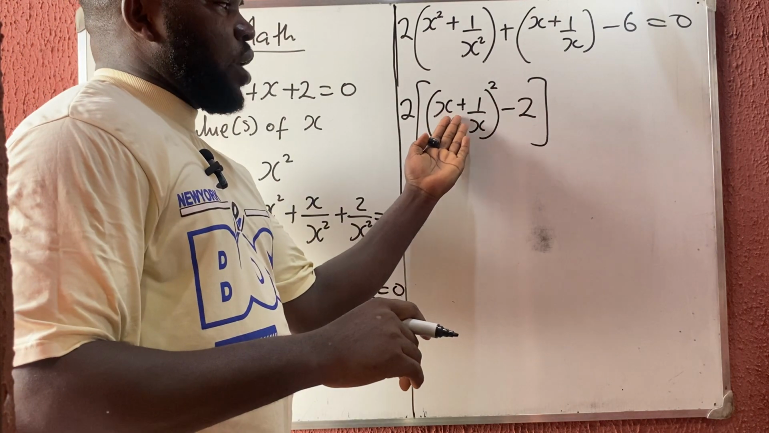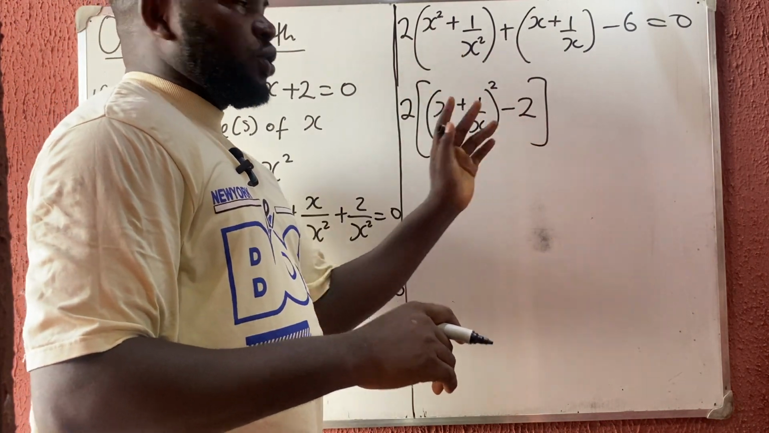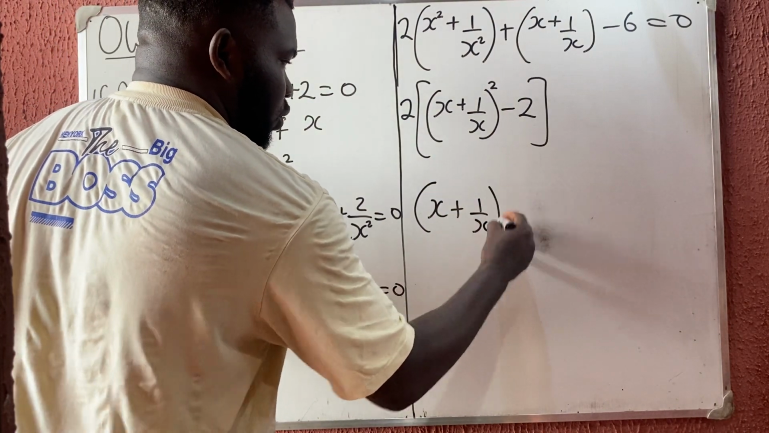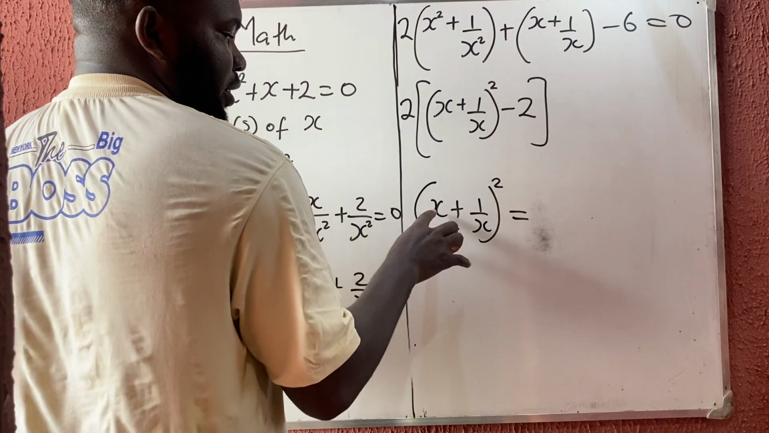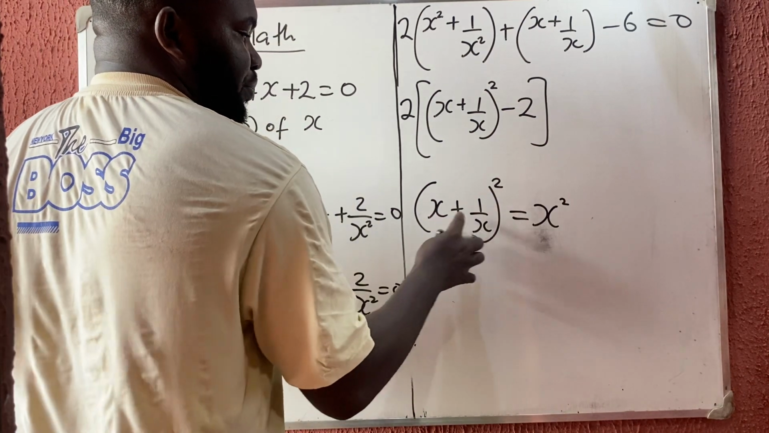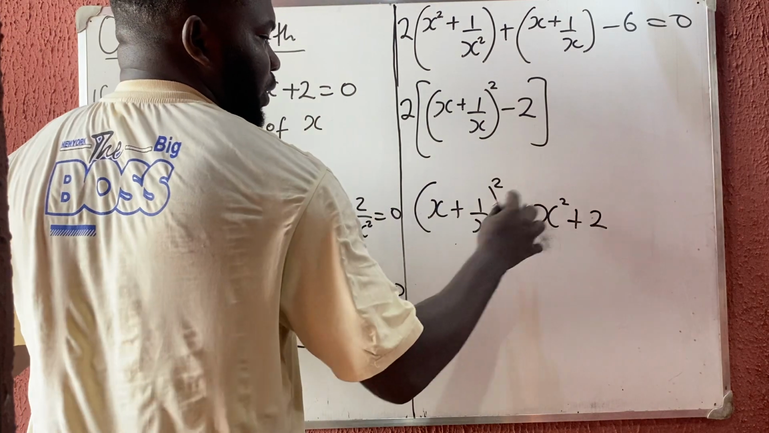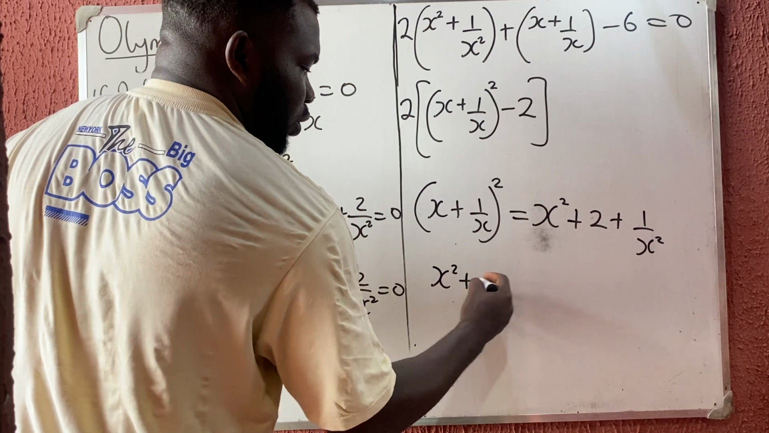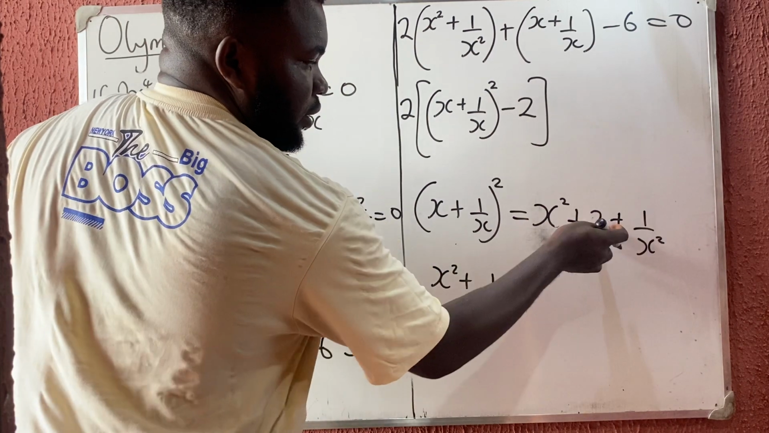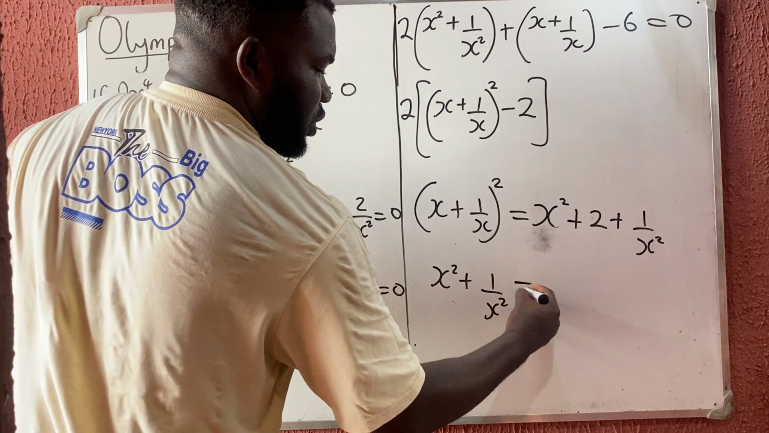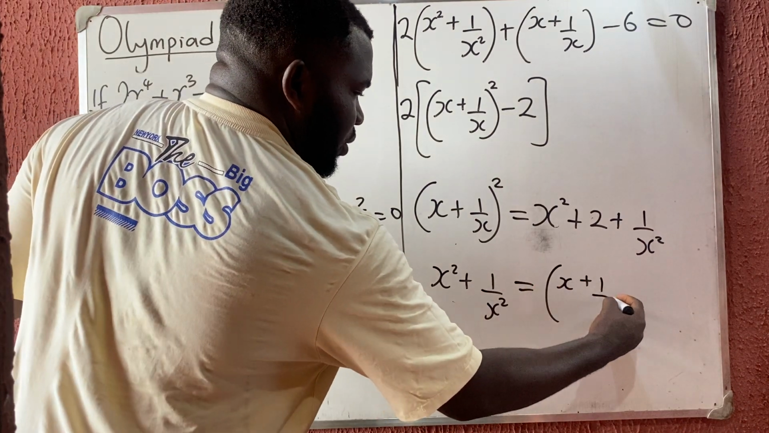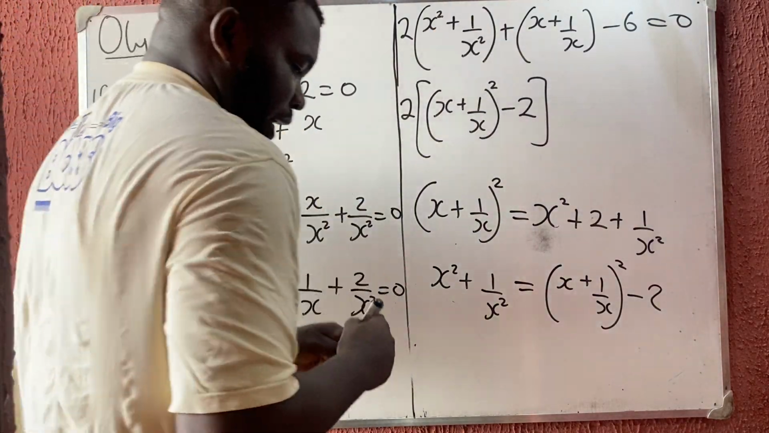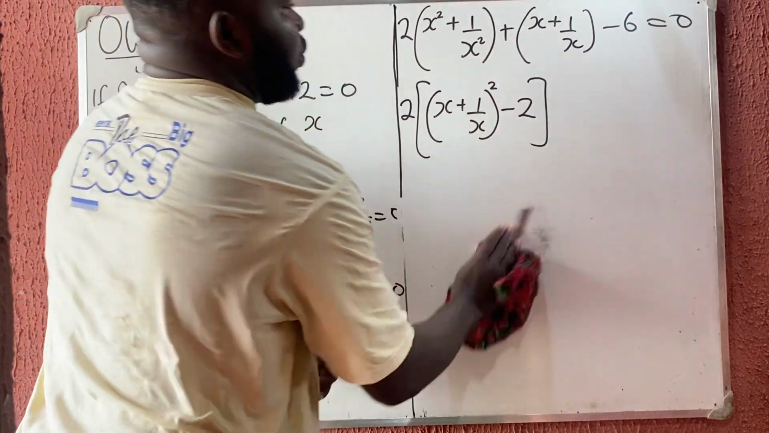If you expand this one, you're going to get this plus 2. Look at what I'm trying to say. If you have x plus 1 over x all squared, this thing is simply saying square the first one, I have x squared, multiply these two, double it, I'm going to have 2, square the last one, I'm going to have 1 over x squared. So if you want this x squared plus 1 over x squared to stay alone, then this 2 will go here to become minus 2. So this is equal to x plus 1 over x all squared minus 2. That is why I told you that this is equal to this. All right. So having known this, then we continue.